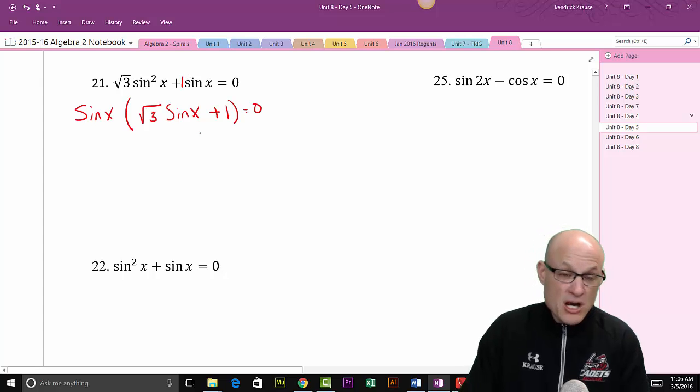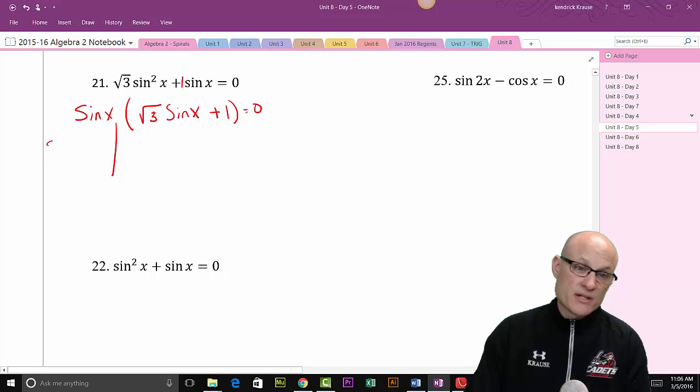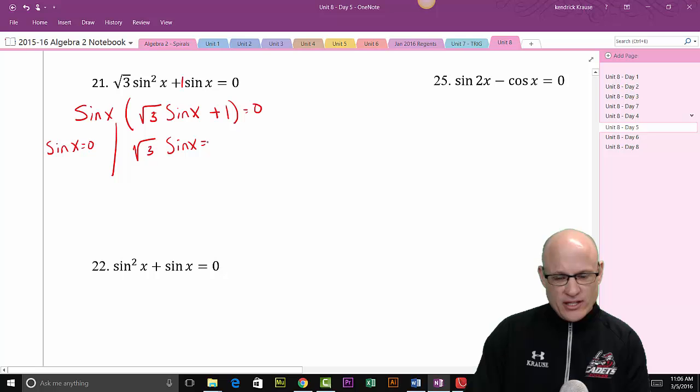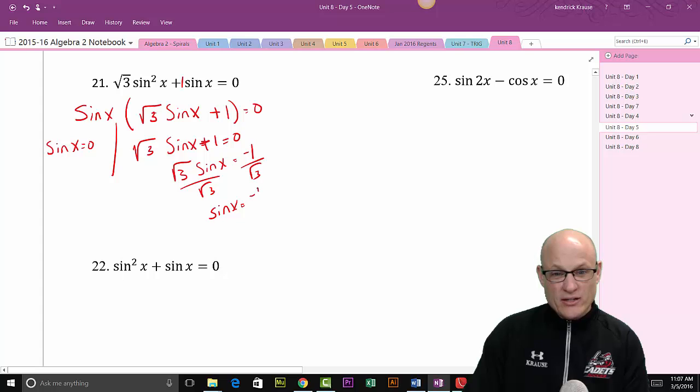All right. Set these both equal to 0. Sine of x equals 0. And this one I have the square root of 3 sine x plus 1 equals 0. This one gives me the square root of 3 sine x equals negative 1. Divide by radical 3. Divide by radical 3. And I get sine of x equals negative 1 over the square root of 3.